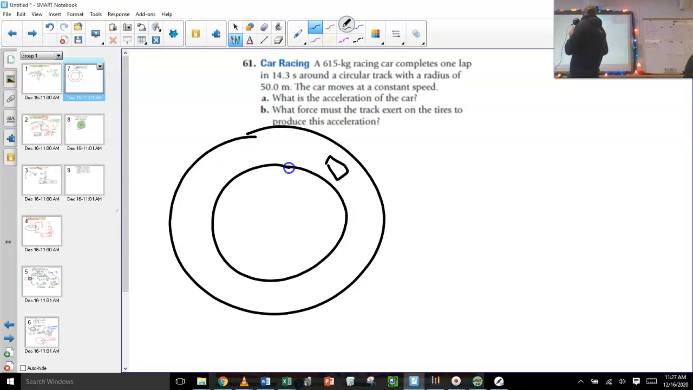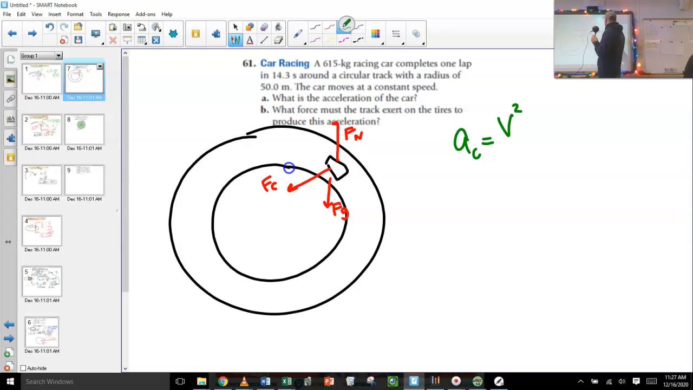What's the acceleration and what force? So this car, remember, there's a straight down force of gravity, a straight up force of normal, and then there's a force towards the center, which is the centripetal force. The centripetal acceleration is equal to your velocity squared over your radius.